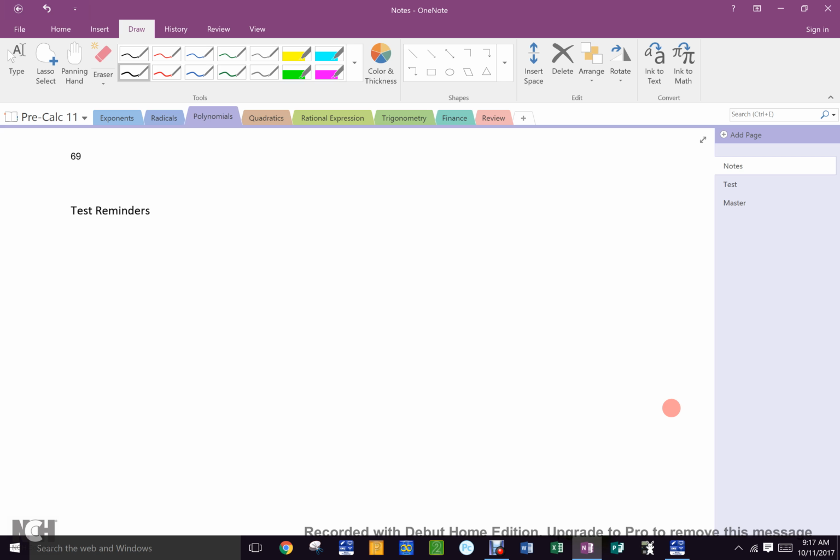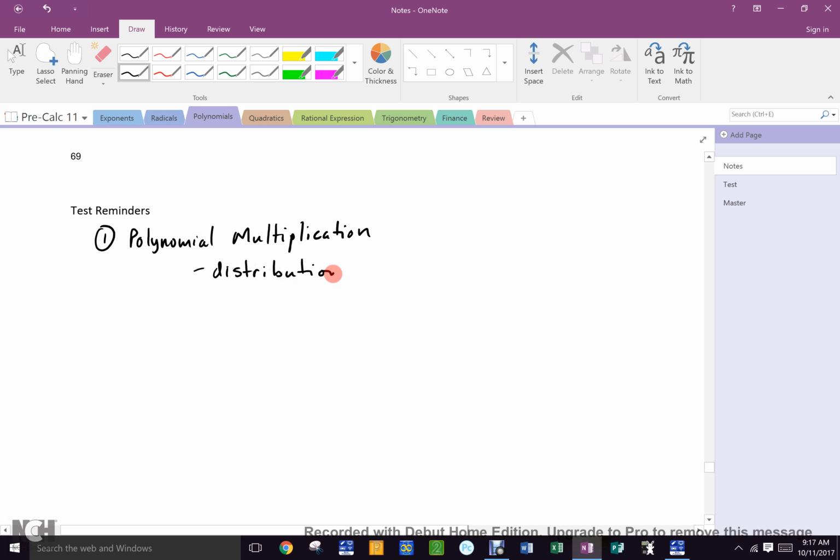So what are our test reminders for this unit? 1. Polynomial multiplication. And that comes in 3 flavors, right? There's distribution. Somebody give me an example of distribution. What would that look like in math?